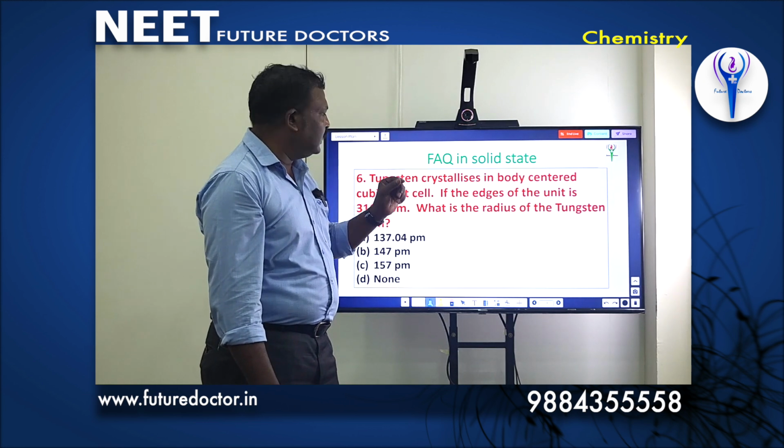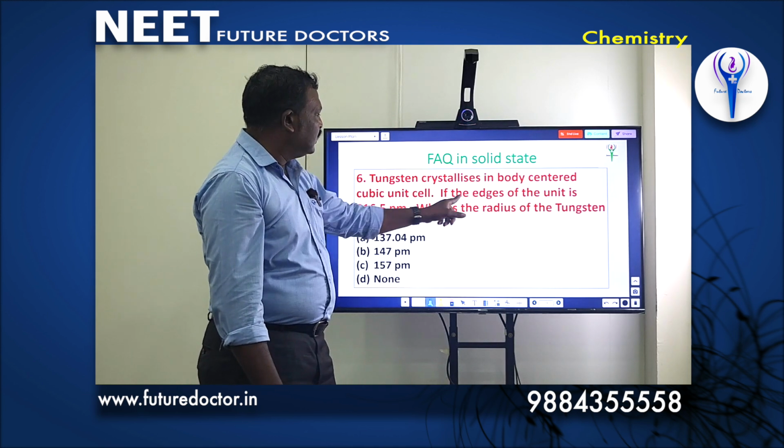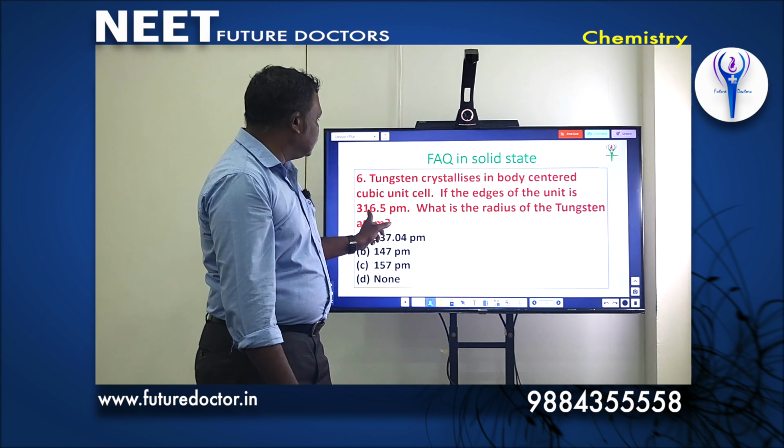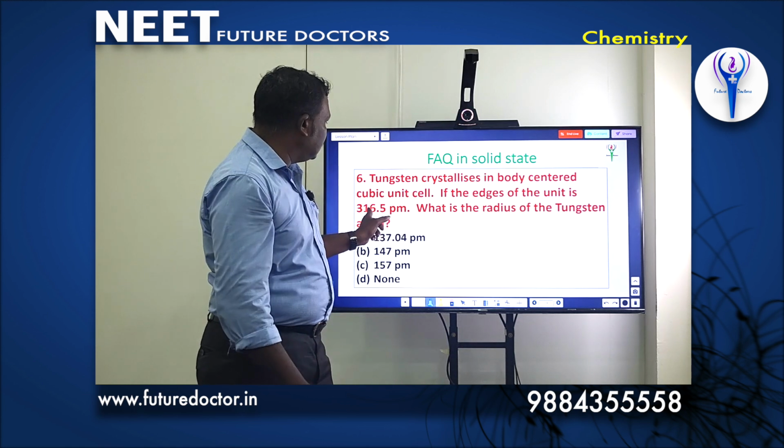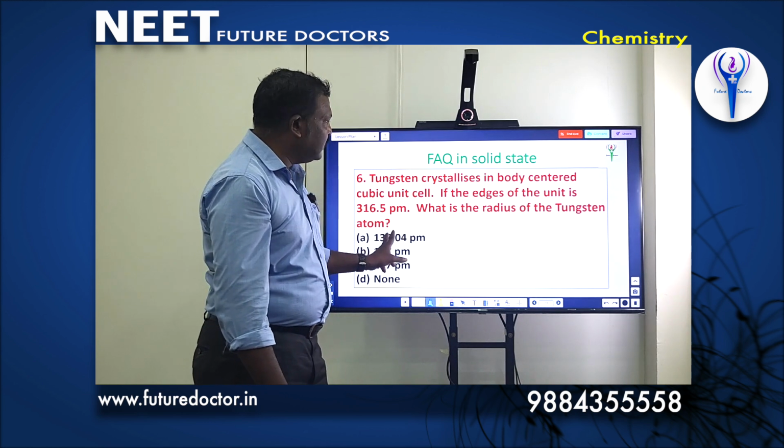I think the second sum we did. Tungsten belongs to what? Body centered cubic. Understood? Then the edge is given. What is the edge? Edge means the A value. 316.5 picometer is given. What's the radius of the tungsten atom?